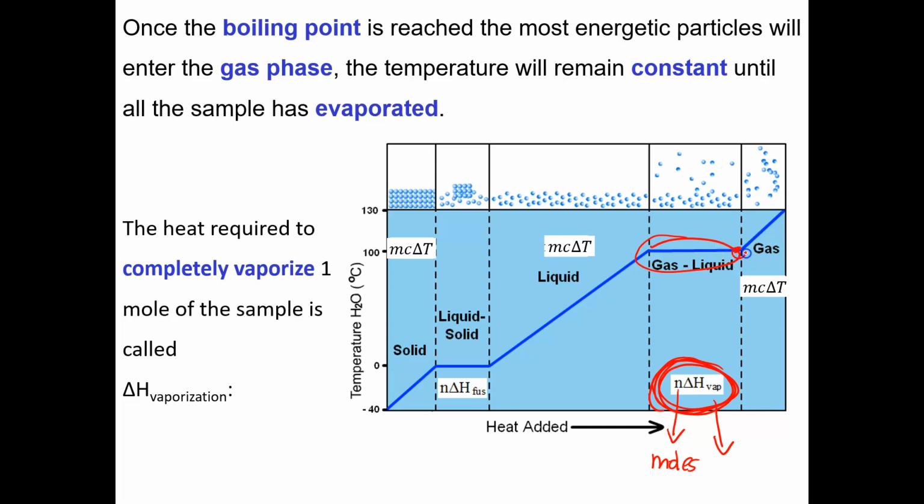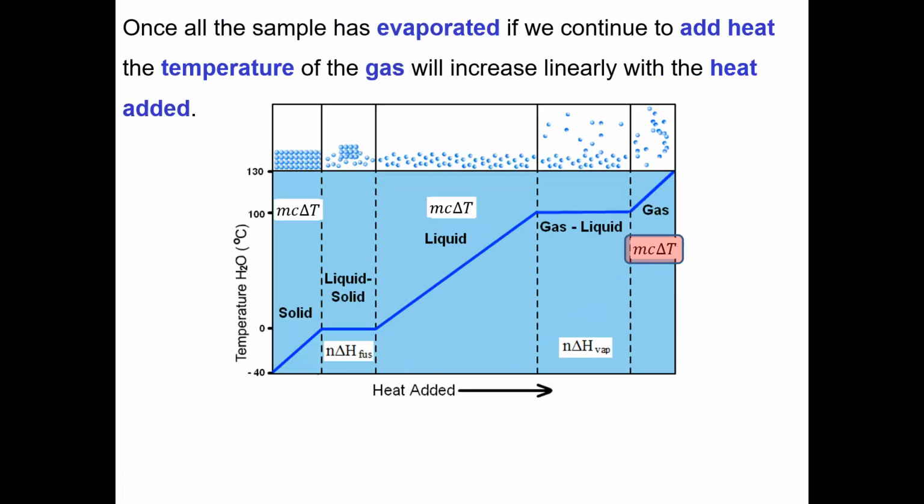Okay, so once everything is in the gas phase and we continue to add heat, the temperature starts going up again and it starts rising linearly according to the MCAT equation. But it should be noted that the heat capacity of the gas will be different from the heat capacity of the solid, which will normally be different from the heat capacity of the liquid. So we have to be a little bit careful when we look these heat capacities up.